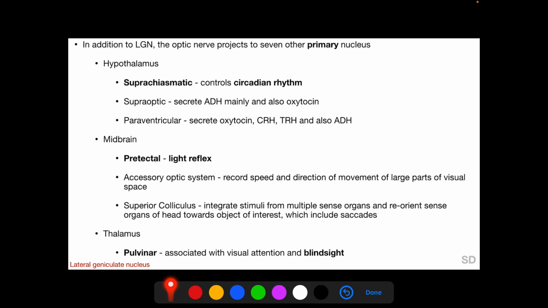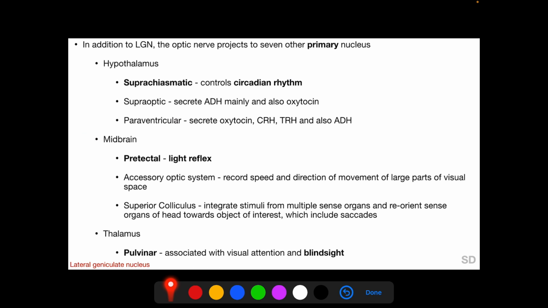In addition to the lateral geniculate nucleus, the fibers of the optic nerve also project to 7 other primary nuclei. The lateral geniculate nucleus contains 70% of all the retinal nerve fibers, which via the optic radiation project to the primary visual cortex. The next major pathway is the light reflex pathway, wherein the retinal nerve fibers project to the pretectal nuclei. But in addition, other retinal fibers also project to the suprachiasmatic, supraoptic and the paraventricular nuclei in the hypothalamus, the suprachiasmatic controlling the circadian rhythm and the supraoptic and the paraventricular having an endocrine role.